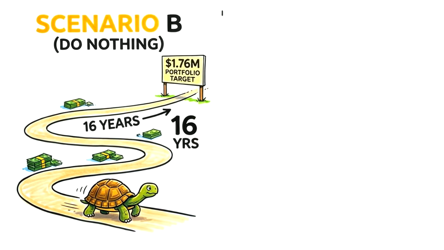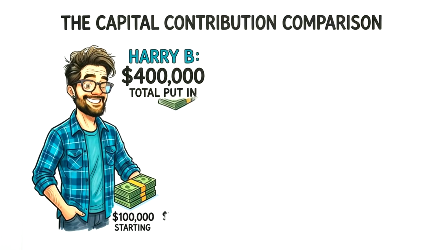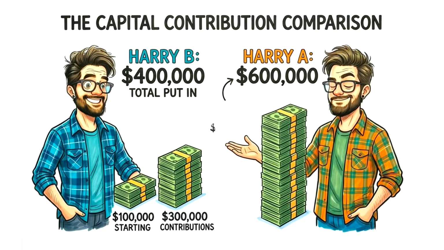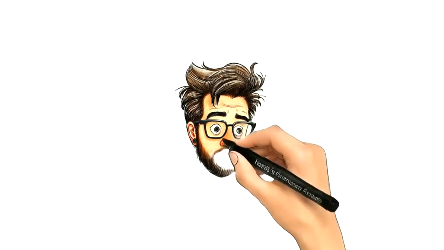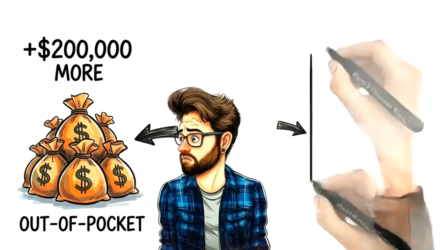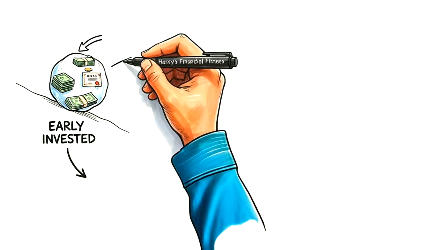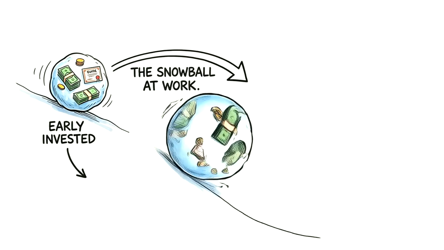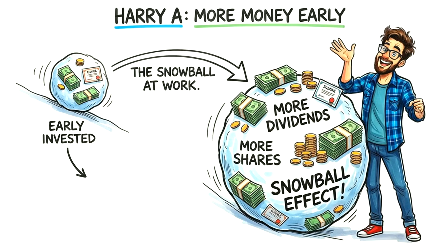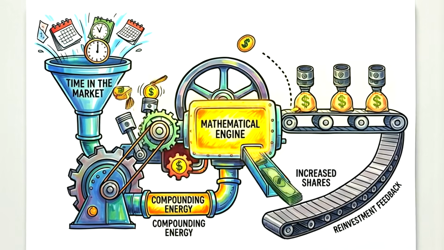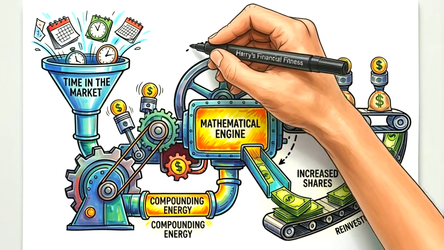Now, I want to point out something crucial about the difference between these two scenarios. Harry B put in $400,000 total, $100,000 starting plus $300,000 in contributions. Harry A put in $600,000. That's $200,000 more out of pocket. But Harry A's portfolio ended up larger. Why? Because Harry A had more money invested earlier, which meant more dividends being reinvested earlier, which meant more shares generating dividends sooner. That's the snowball at work. Time in the market with reinvested dividends isn't just a nice concept, it's the mathematical engine behind this entire calculator.